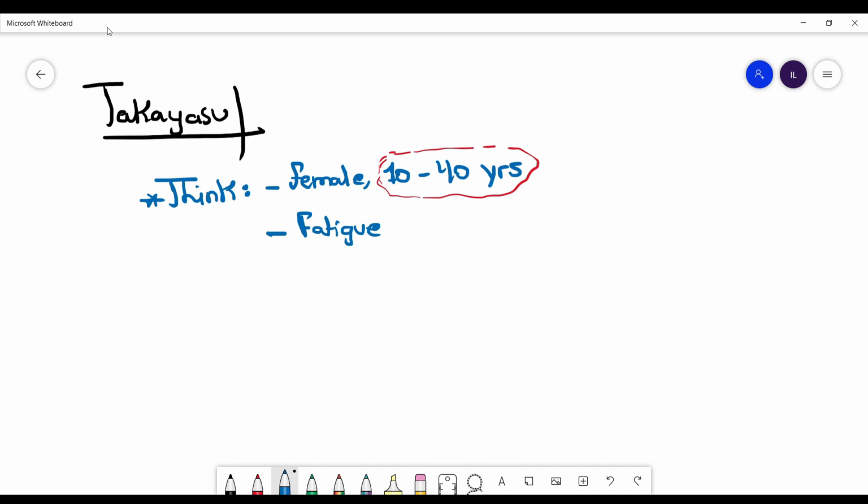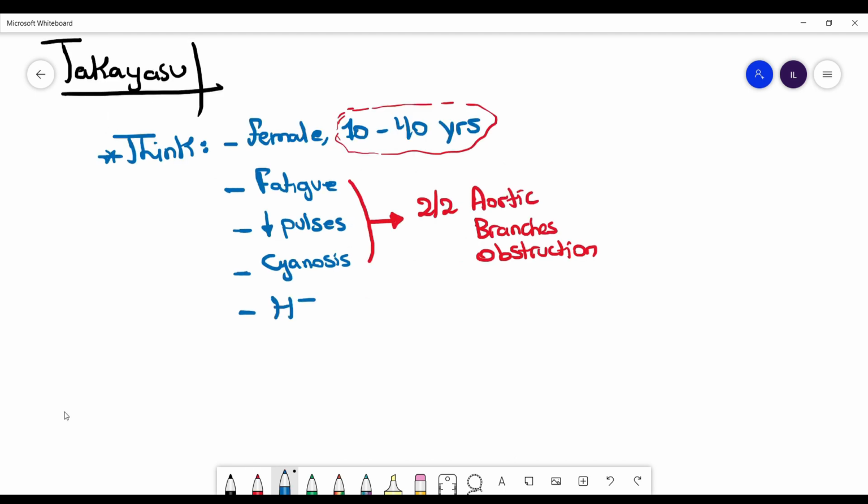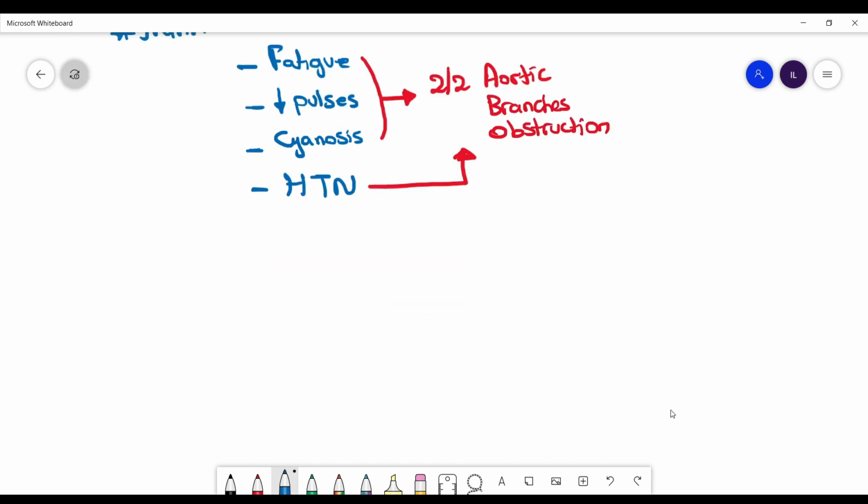And in addition to that, on examination, you will see that they have decreased pulsation, maybe a difference in the pulse between the two arms, and that will hint you towards Takayasu arteritis, and hence the name pulseless vasculitis. In addition to that, renal artery stenosis can result from inflammation and obstruction of the renal artery, and that will cause the patient to have hypertension on examination.